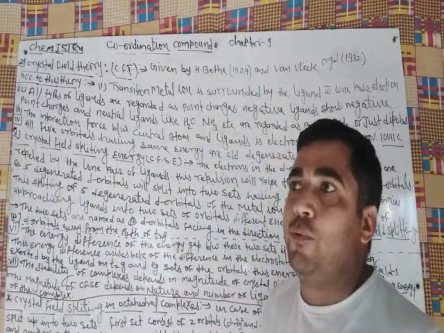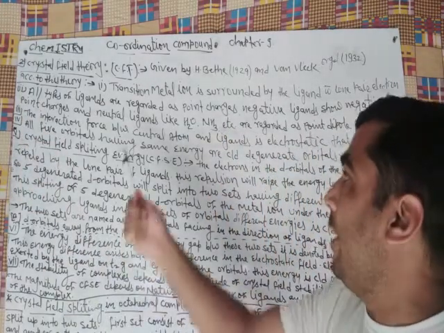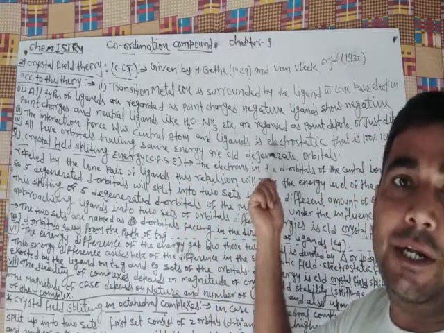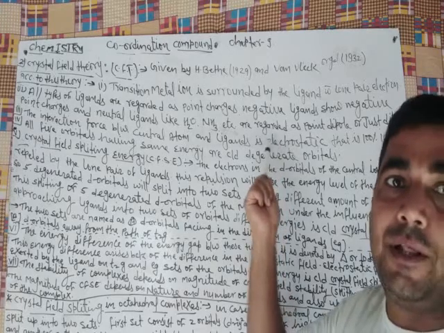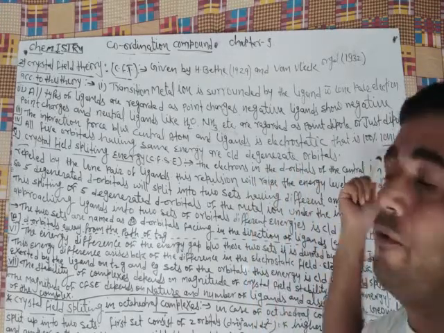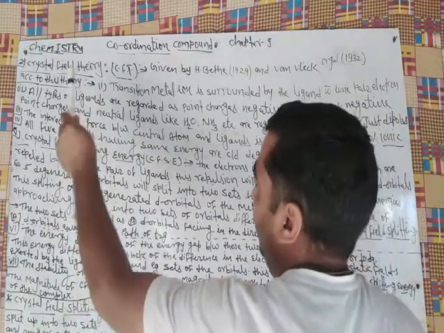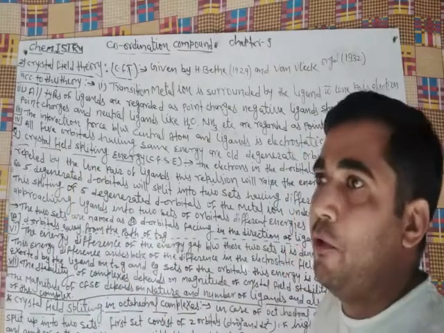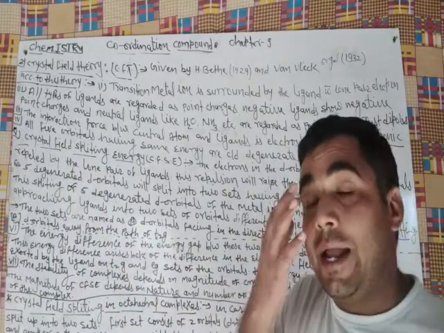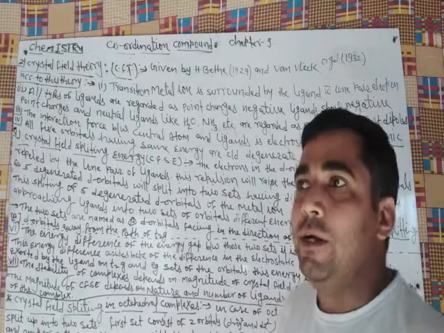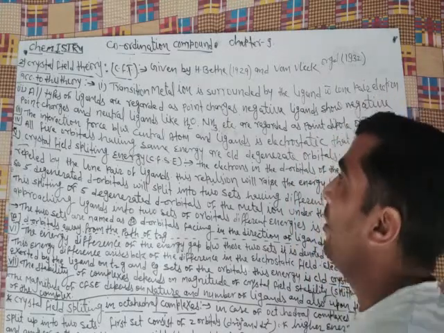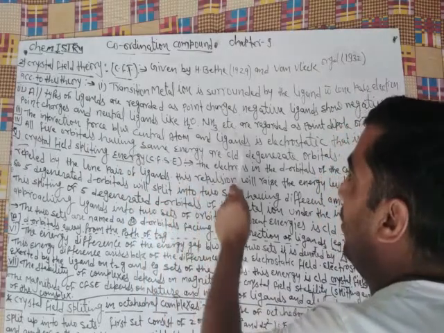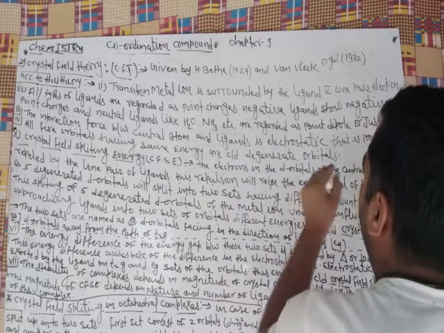Third, the interaction force between ligand and central atom is electrostatic, and electrostatic force means 100% ionic force, according to this theory. Fourth point, all five d orbitals, dxy, dyz, dzx, dx square y square and dz square, in the ground state having the same energy are called degenerate orbitals.